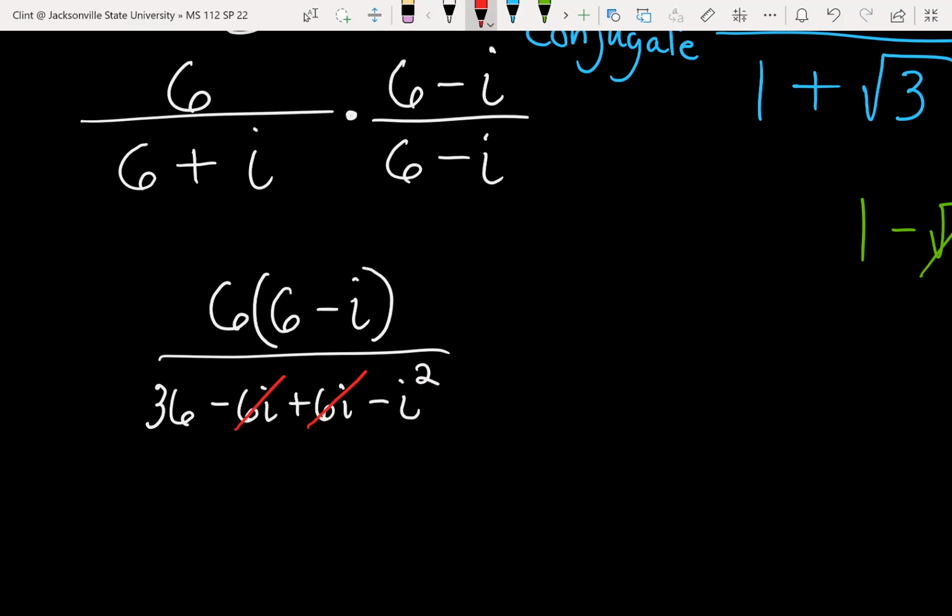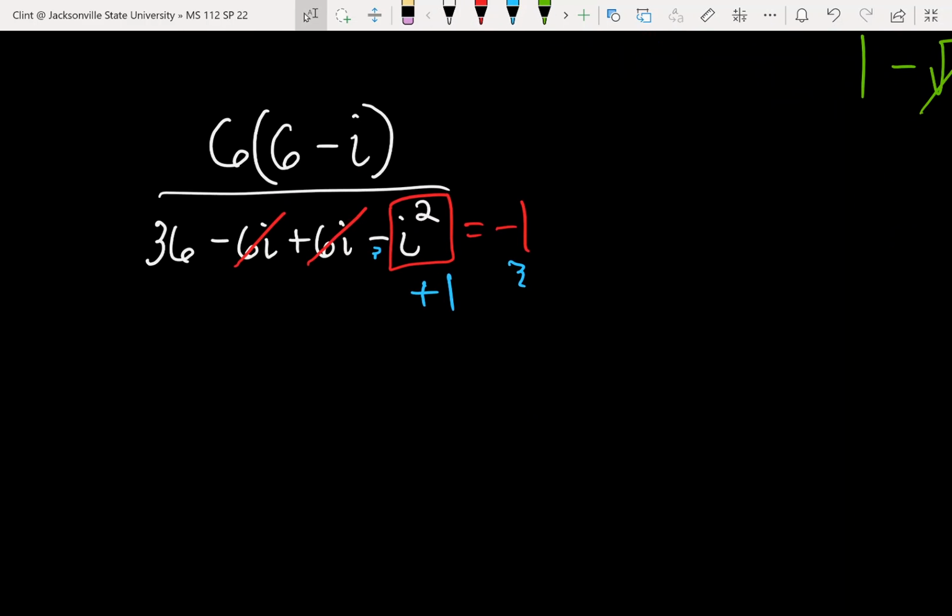What else happens? i squared is negative 1. So this i squared turns into negative 1. In this case, we've got a negative, negative 1. So that's really plus 1 because of the negative and the negative. So what do we end up with on the bottom there? We just end up with 36 plus 1, get 37 on the bottom. And on the top, we've got 6 times 6 minus i.